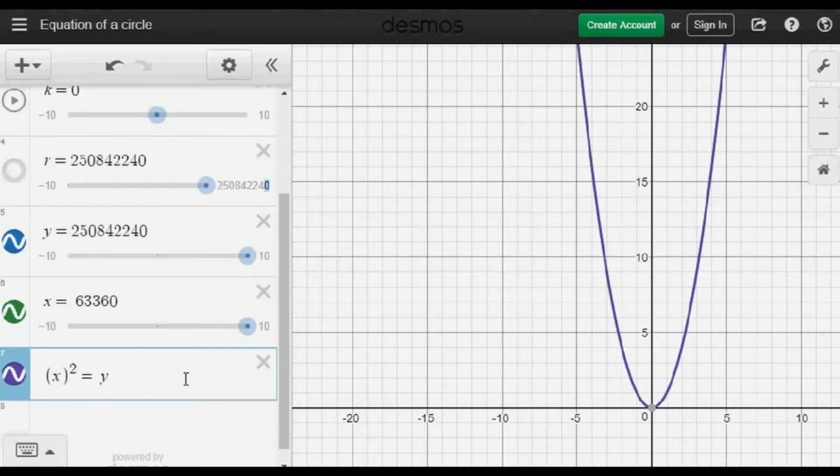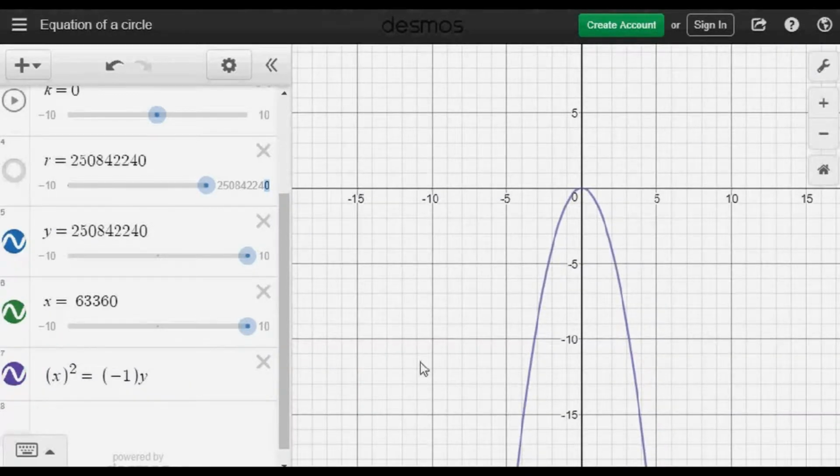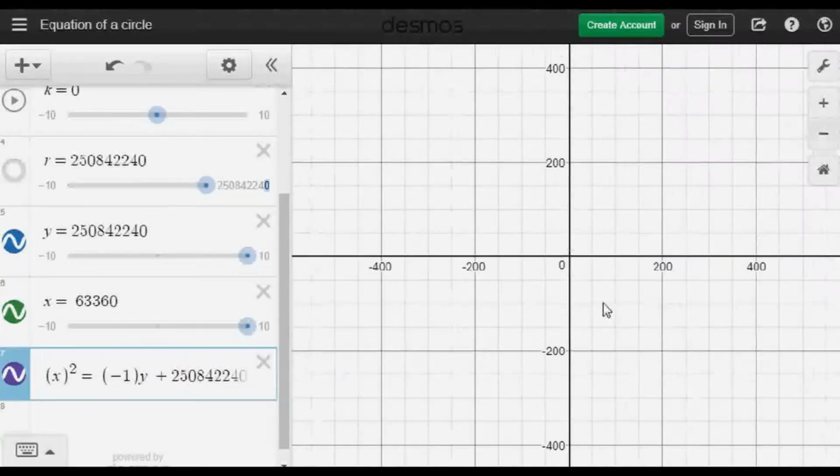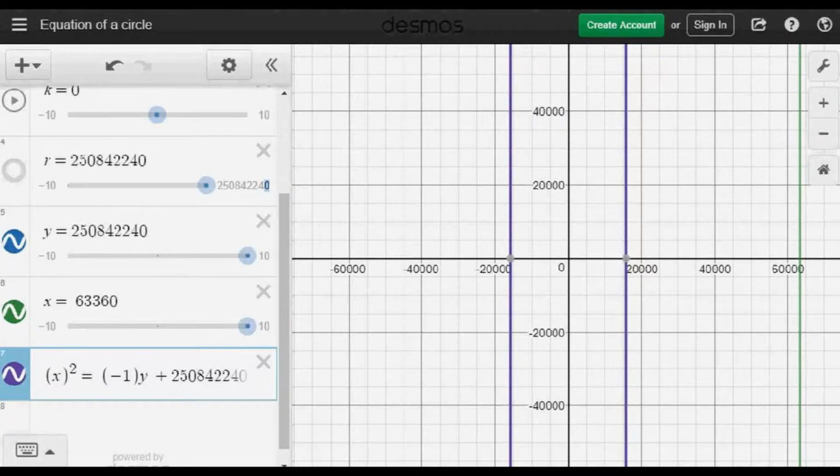All right, so here's a very typical parabola, x squared equals y. So first of all, we want to flip it around, so we have to have it times -1. It flips it around the opposite way. And we want to move it up to the location where this point will intersect the Earth. So what we have to do here is add plus the radius.